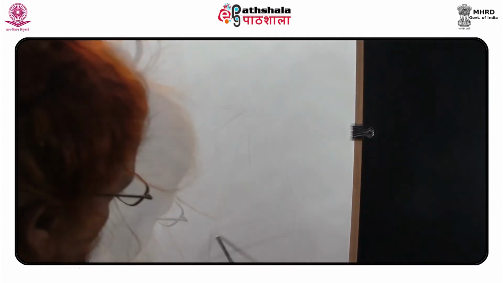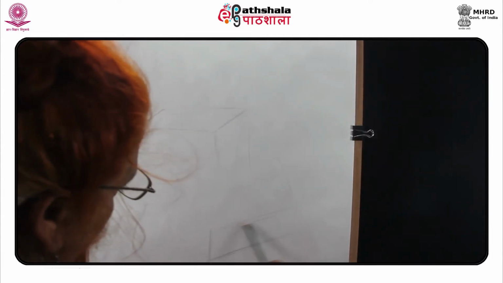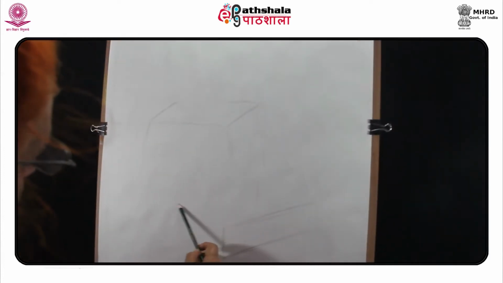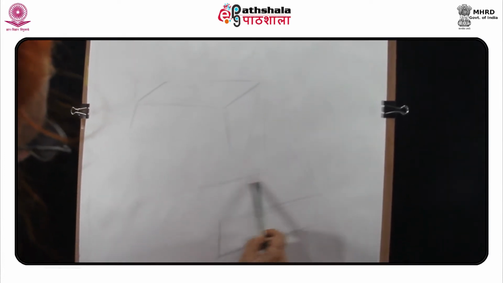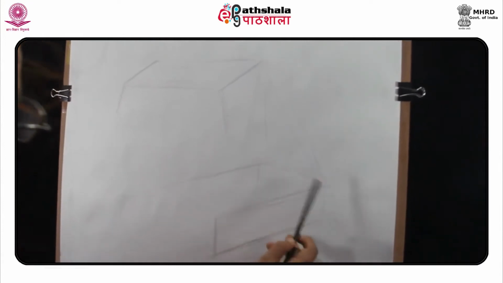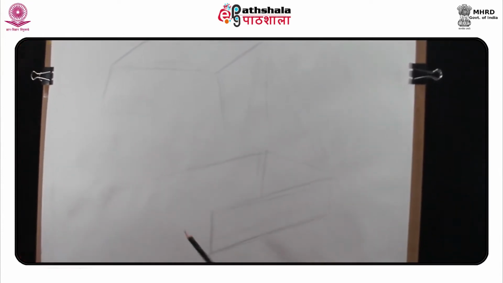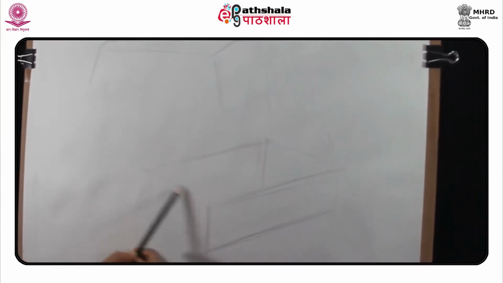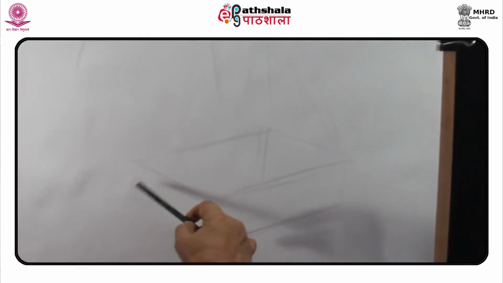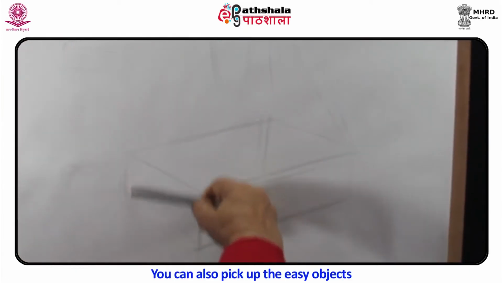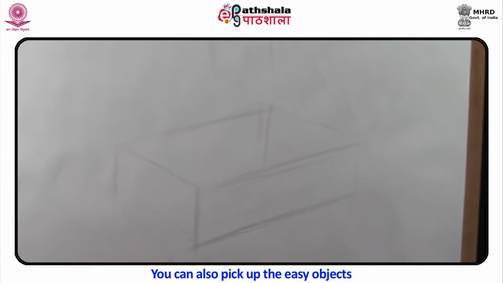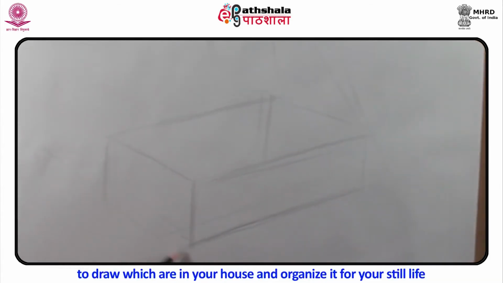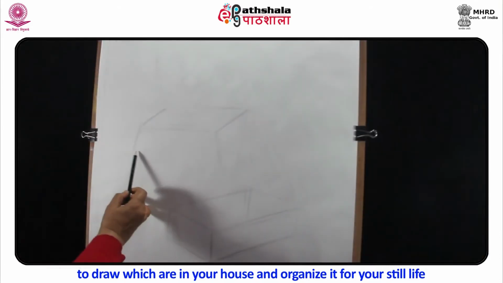When you are using the photograph, you have to see it very carefully so that you realize the shapes, texture, light, shading and other things that may help you to draw it. You can also pick up the easy objects to draw which are in your house and organize it for your still life.